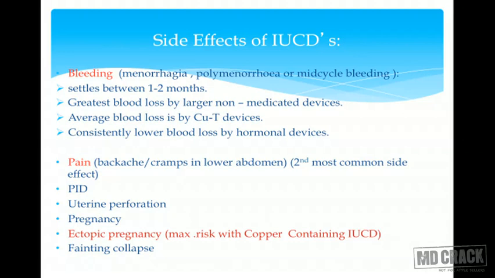Then other complaints are like pain. Pain is backache or cramps in the lower abdomen. PID can also be there. Uterine perforation, in many cases it is seen, either it goes up or at the lateral margin while inserting, or later on. The copper T can lead to uterine perforation. Sometimes there can be pregnancy associated with copper T. So in that case, we have to consider where is the location of the copper T, what is the effect. Usually it doesn't cause any teratogenic effects. Ectopic pregnancy, maximum risk is in copper T containing IUCD, and fainting collapse.